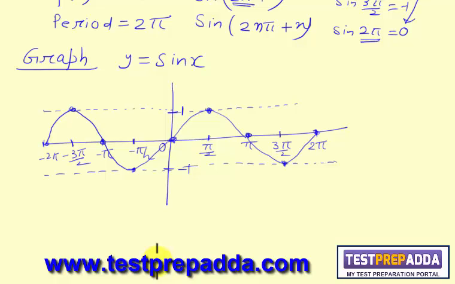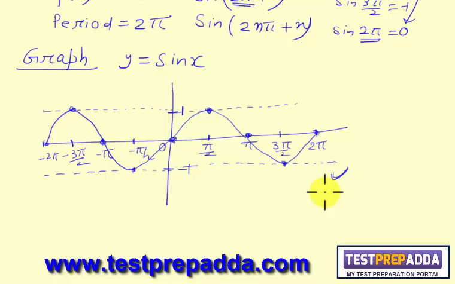Okay, so you can see the graph is repeating. At what interval? 2 pi. After 2 pi, the graph is repeating. This is the graph of sin x.